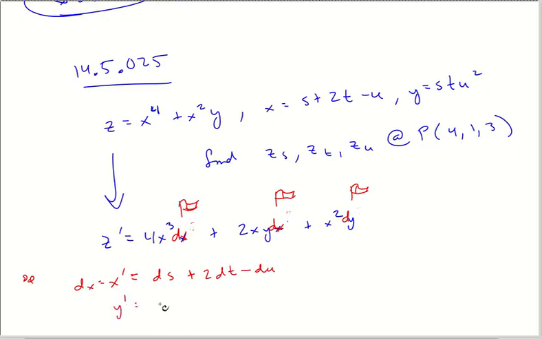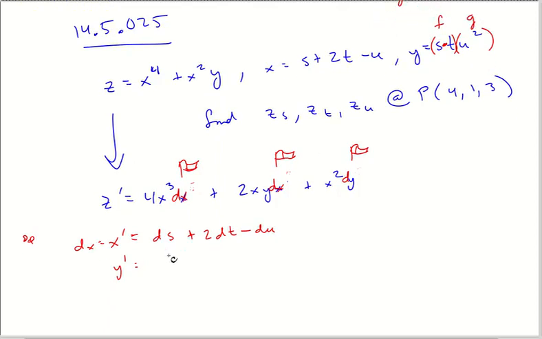Y prime would be now, this is going to be a strange product rule here. What I'm going to do is I'm going to see it like this. So that's my product rule. I'm going to say S times T is my F, and this guy is my G. So then it's F prime G plus F G prime. It's just product rule. But now it's going to get a little long.